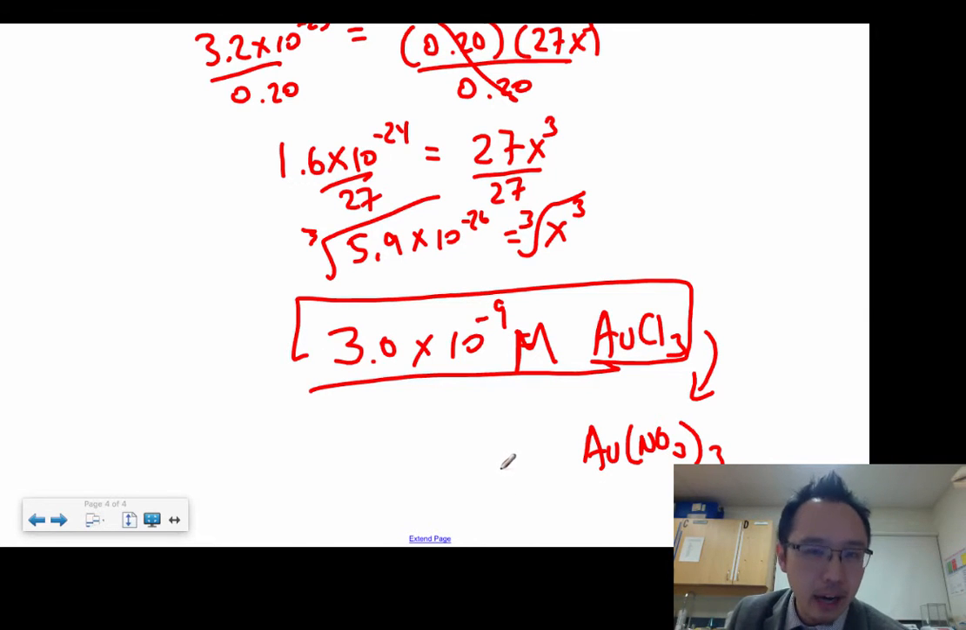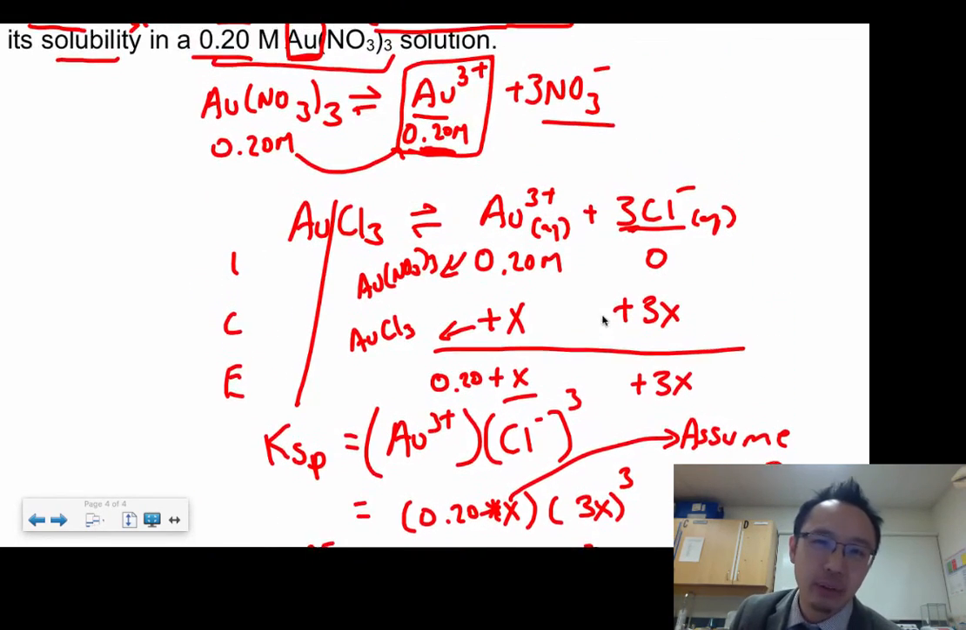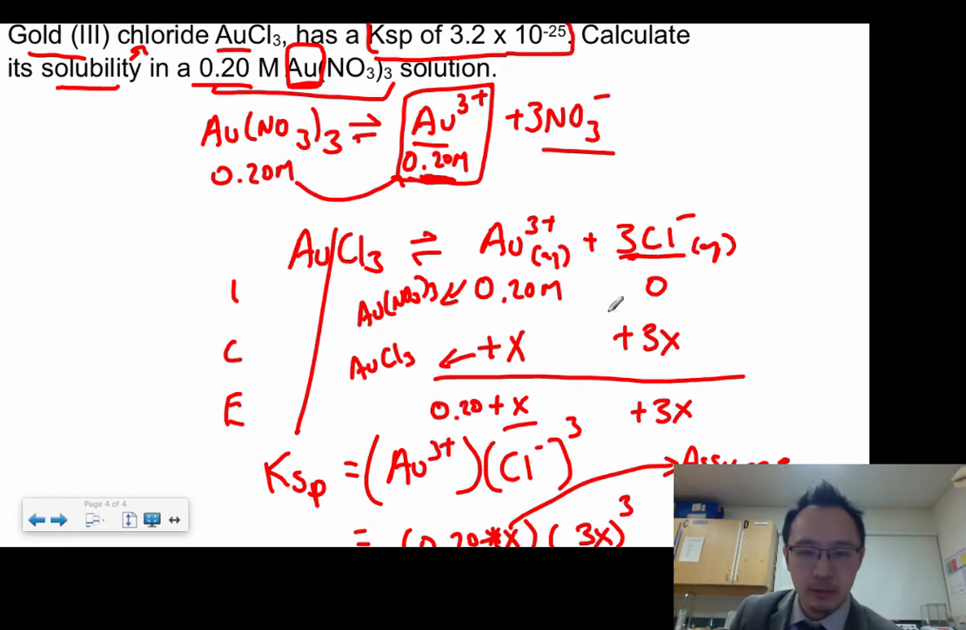So that's your common ion problem. Once you get the hang of it and you do a couple of them, it is actually not too bad. It's just in the beginning where you have to set it up. That's where it gets a little bit tricky.